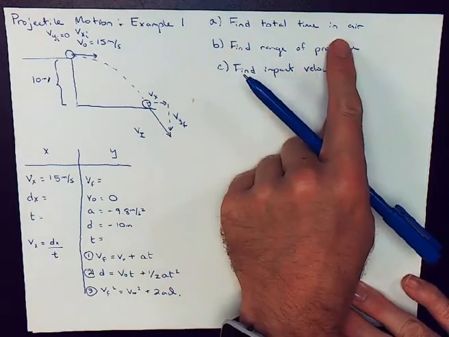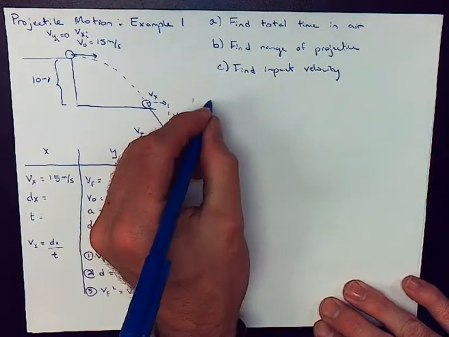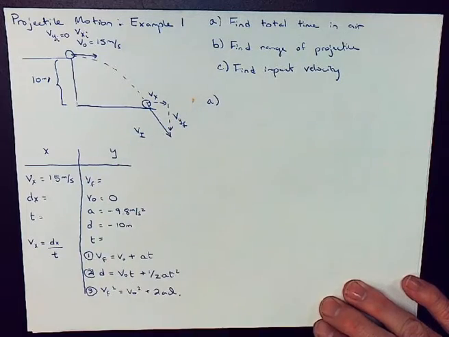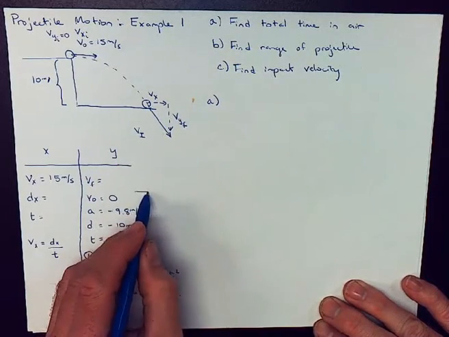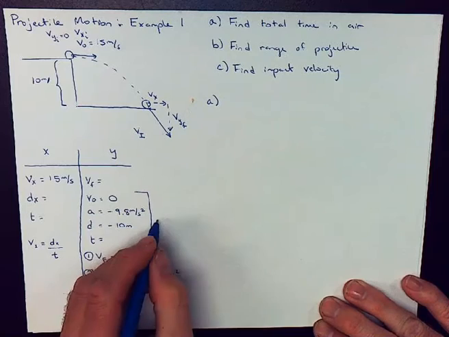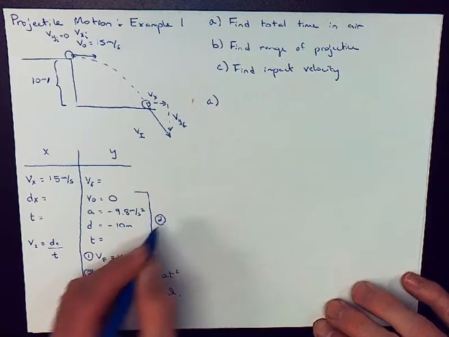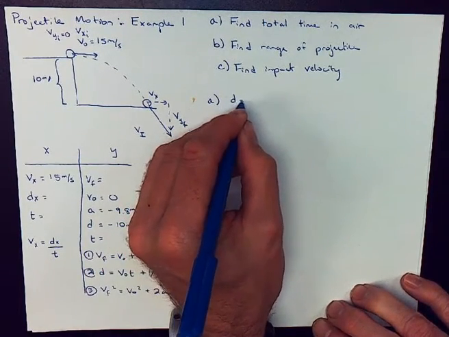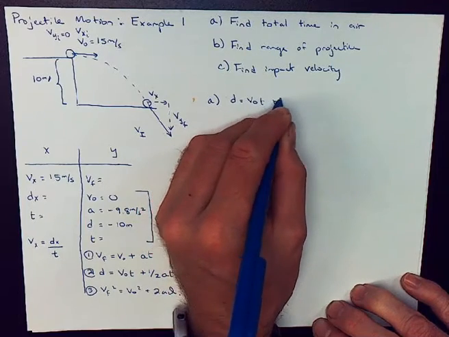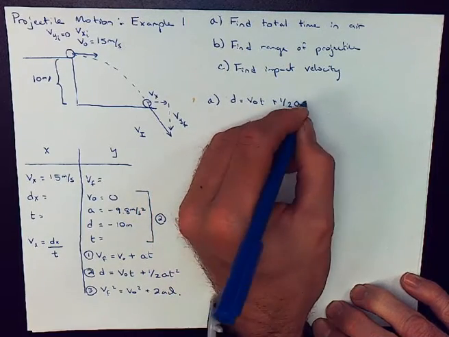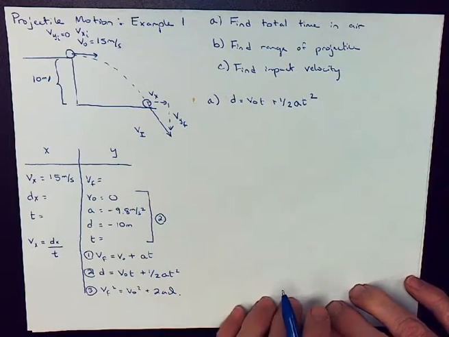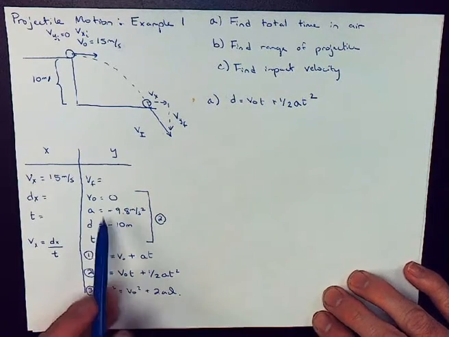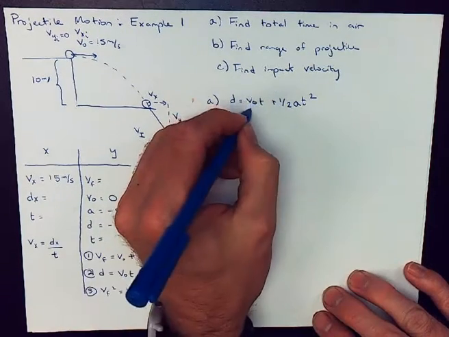Part A asks for total time. Based on this information, I will use equation 2. So we have d equals v0t plus 1 half at squared. We notice initial velocity in the y direction is 0, so this term is gone.